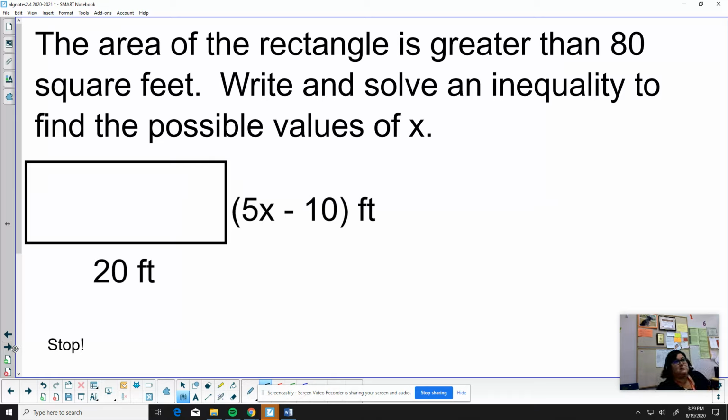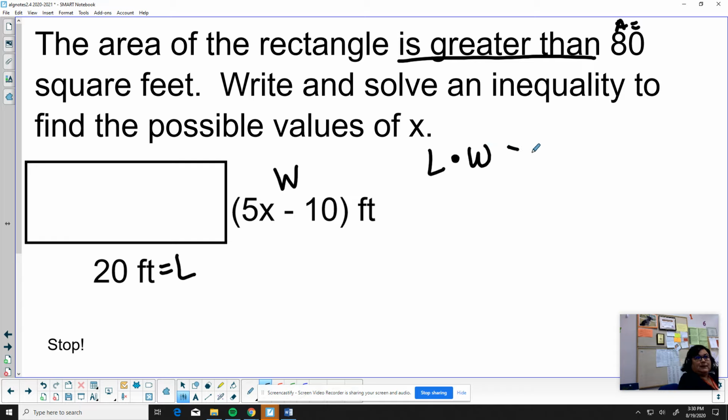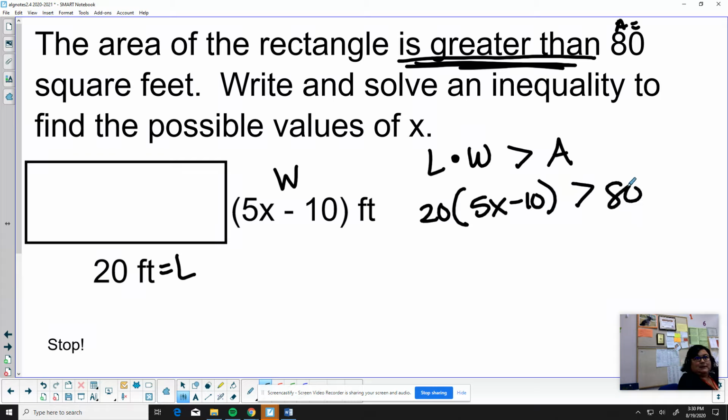All right, and then the last one is a story problem. So it says the area of a rectangle is greater than 80 square feet. So it looks like area is 80, and we're going to use is greater than as our symbol. And then we're going to use this information down here for our length and our width. It says write and solve an inequality to find the possible values of x. So my long side is my length and my short side is my width. So length times width is greater than area because I'm using is greater than. Okay, so length is 20, width is 5x minus 10, and area is 80.